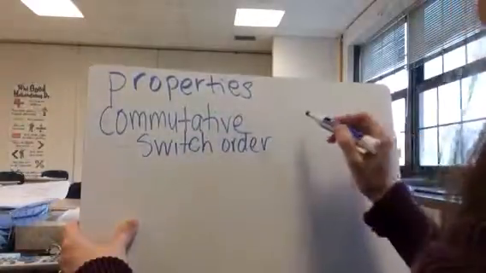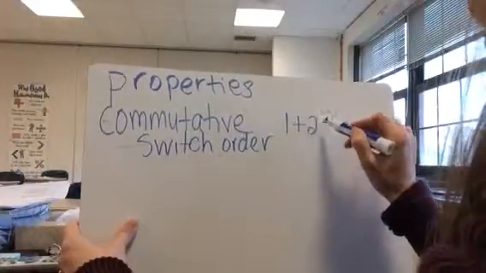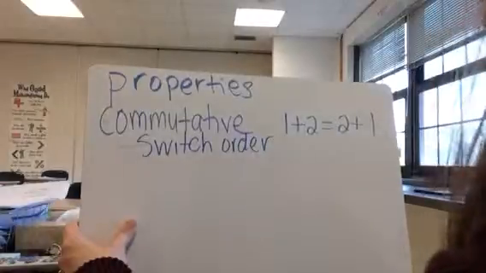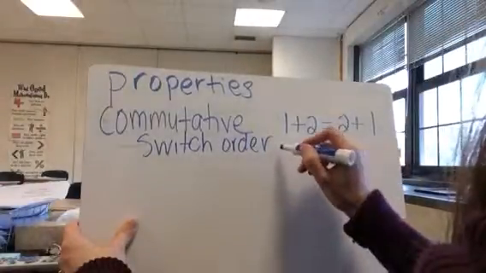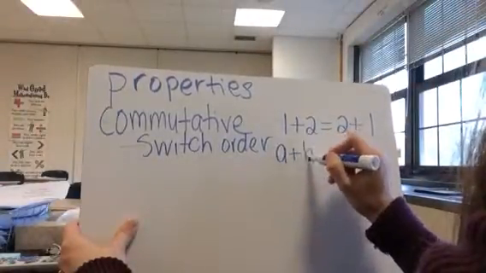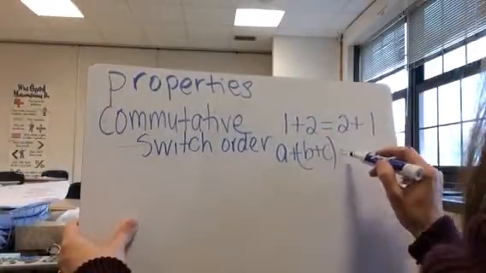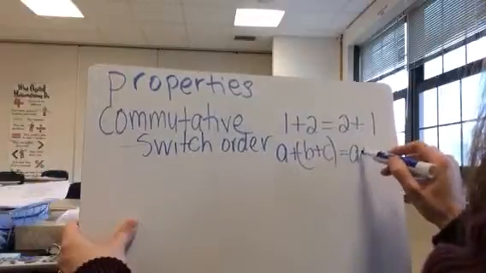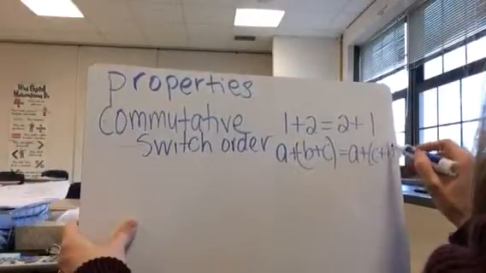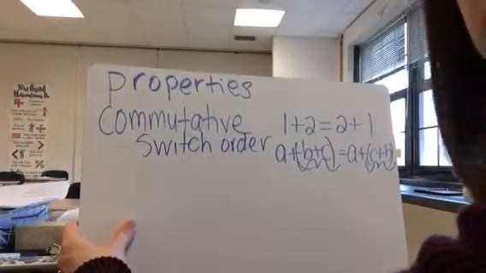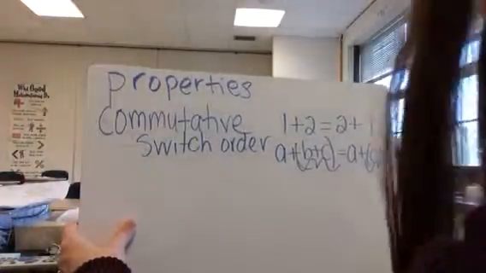So it might be something like this. You have 1 plus 2 equals 2 plus 1. You switch the order of what's there. Or you have A plus B plus C, and they might even throw parentheses in there. But then you'll have A plus C plus B. They switched the order of what was in the parentheses. They didn't change what was in the parentheses, but they just switched the order of what was in there.